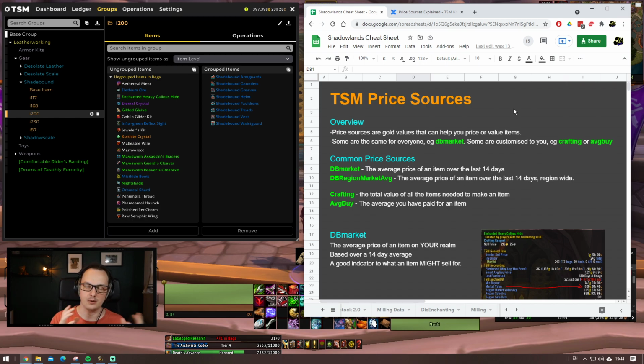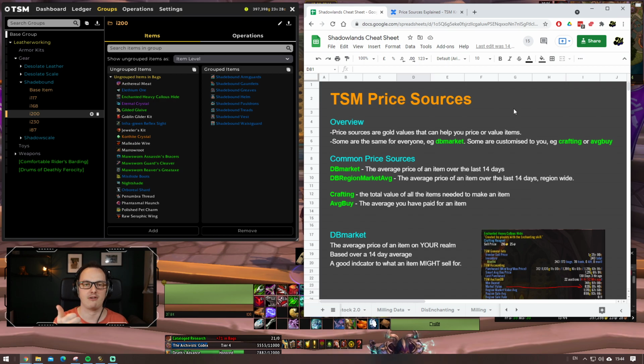Some of them are the same for everybody. There's a price source DB Market, one that's very, very well known by anybody that's used TradeSkillMaster. If these don't make sense to you, don't worry for now, we'll get to them. But things like DB Market price is the same for everybody. Everybody that plays on your realm will have the same DB market price for an item, but there are some price sources that are customized just to you.